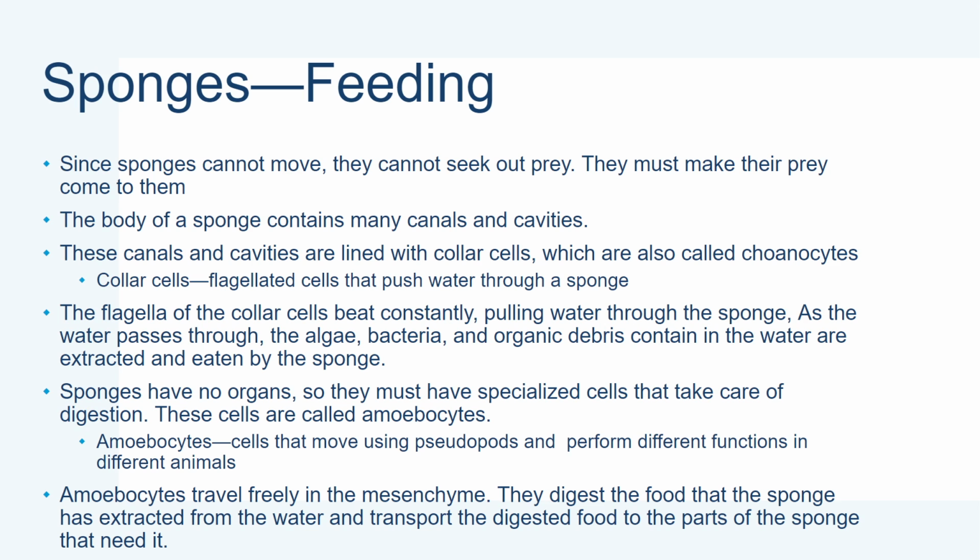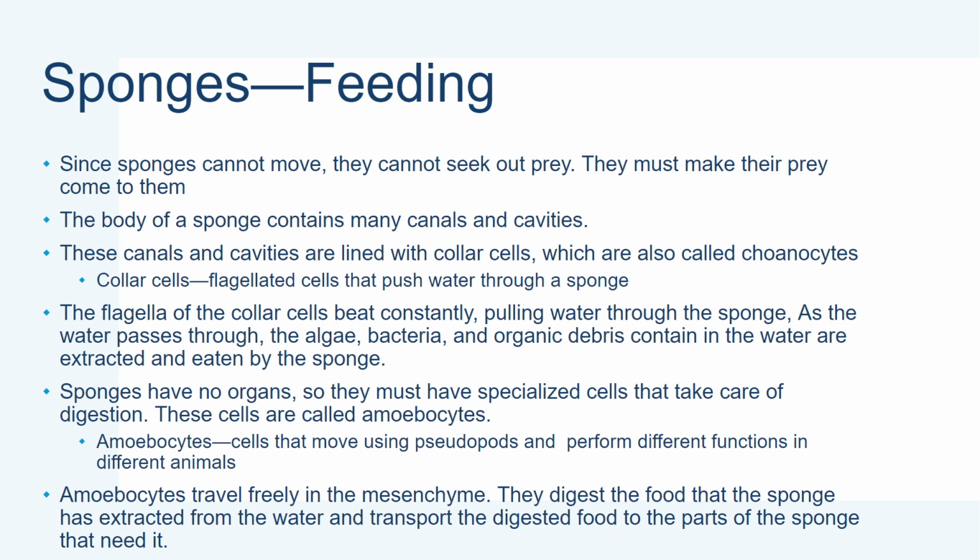Again, they're filter feeders. They must make their prey come to them, essentially. They are going to use their body and their many canals and cavities to intake water, and they'll push that water through their ostia and then up into their central cavity. The flagella of the collar cells also beat constantly, pulling water through the sponge as it passes through things like cyanobacteria, algae, organic debris. They will be extracted or captured and eaten by the sponge.